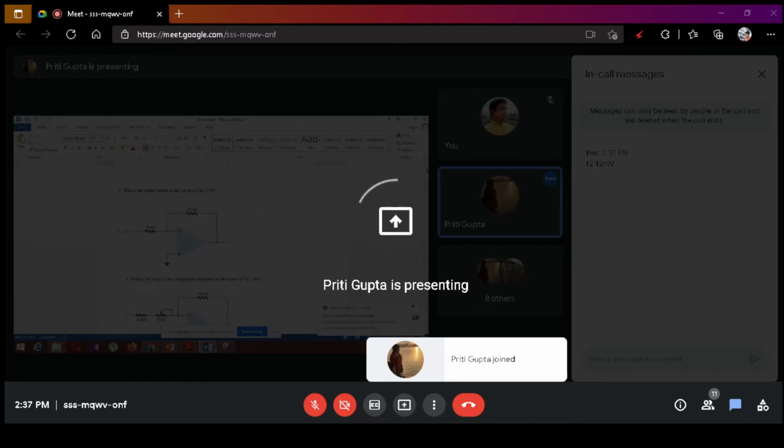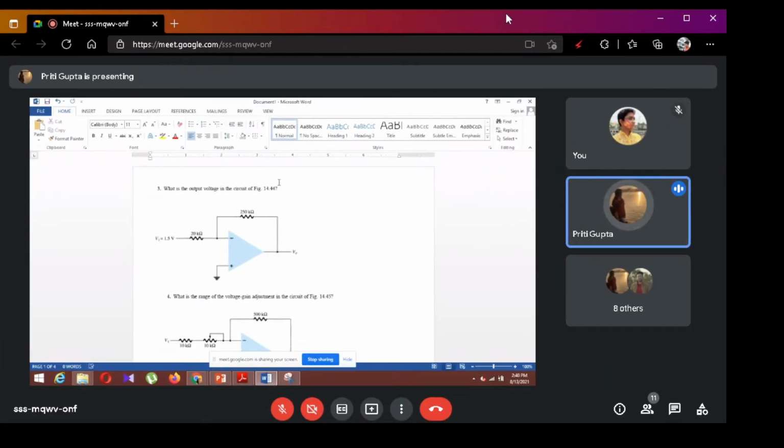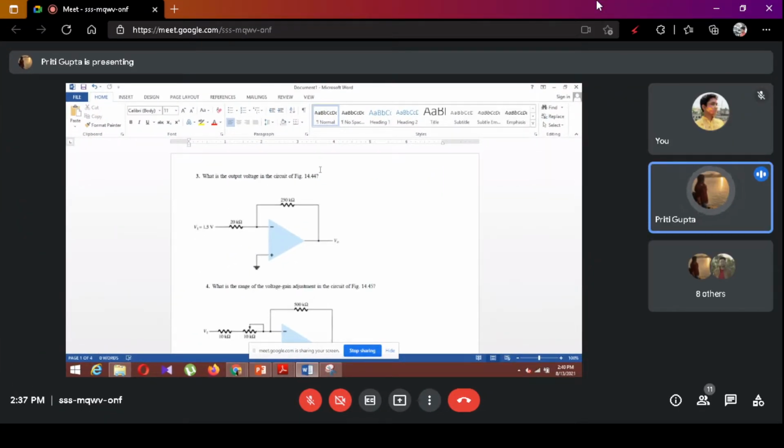Now this one, problem number 3, do this one. The numbers are in a haphazard order here, so just follow the number as it is given in your copy. What is the output voltage in the circuit? Do it and tell me the output voltage. Op-amp is a very important and most scoring chapter if you are planning to give GATE or NET. You will definitely get 1 to 2 questions from op-amp.